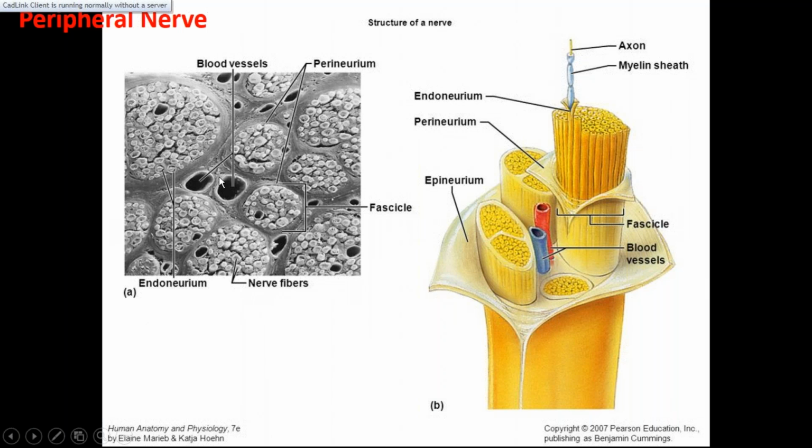And on the left, we have electron microscope imaging of the cross-section of the nerve, and you can see there are blood vessels, and these blood vessels can be found outside the fascicles or inside the fascicles. So there are some intraneural blood vessels.